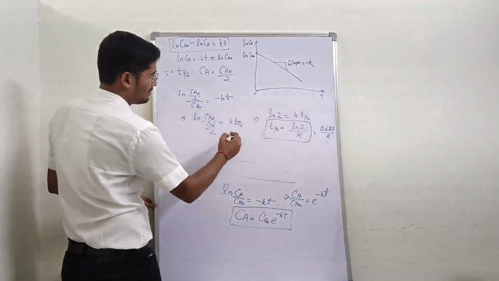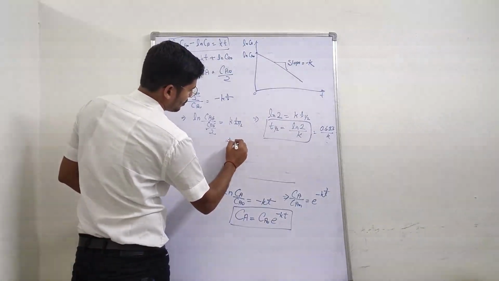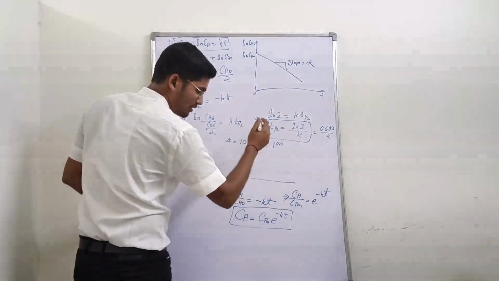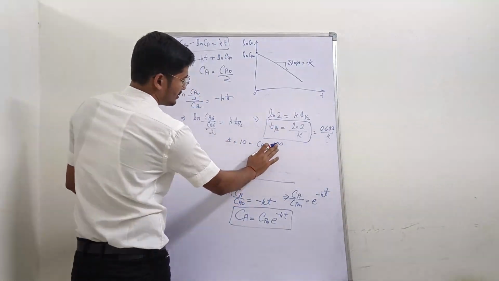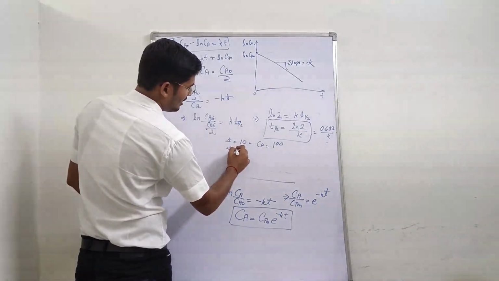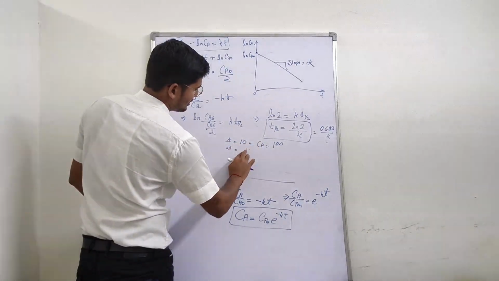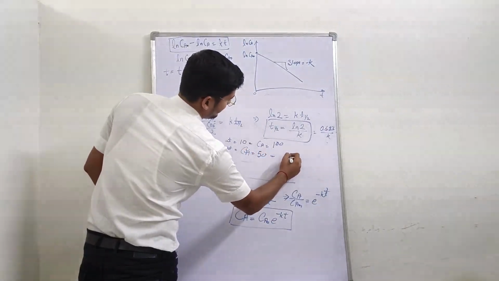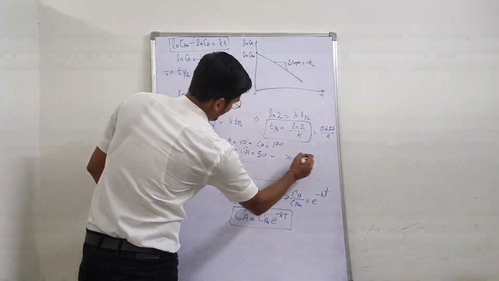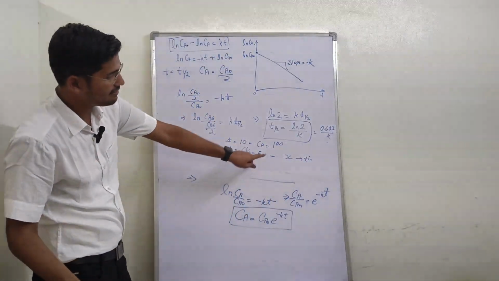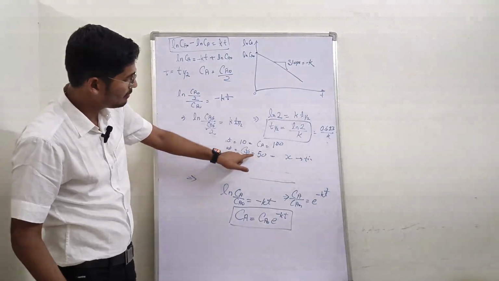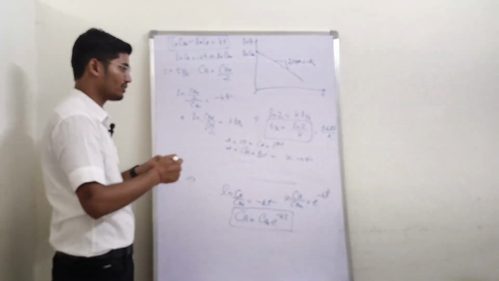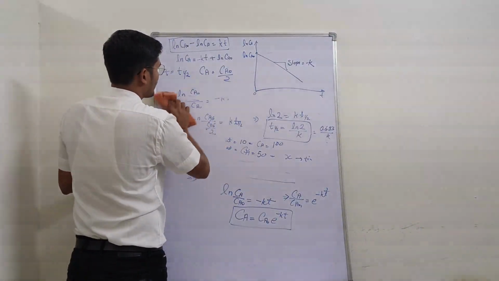What does it mean? It means that if at t equals 0, Ca is, let's suppose, 100, any quantity, I'm not writing the units, then it will be 50 in x time. This Ca will be 25 in x time only, and then 12.5 in the same x time only. That's what is meant by constant half-life.